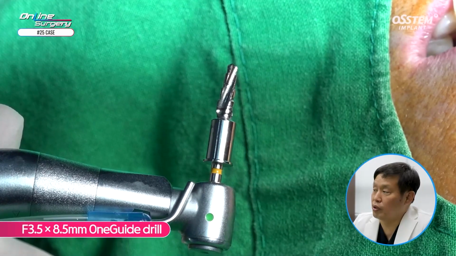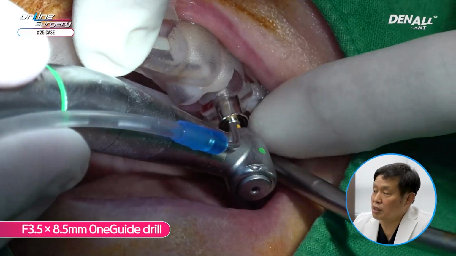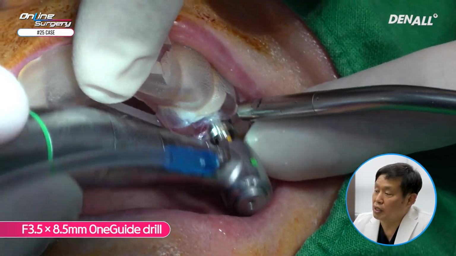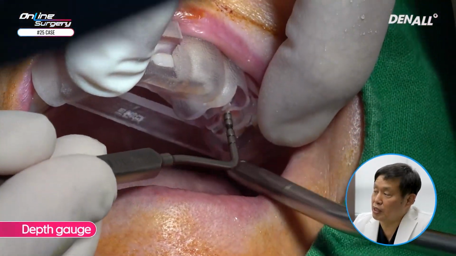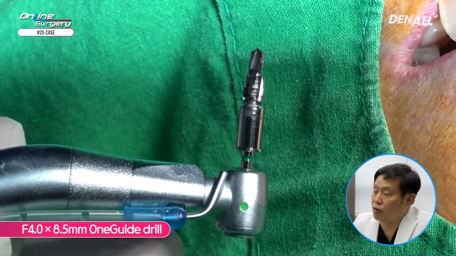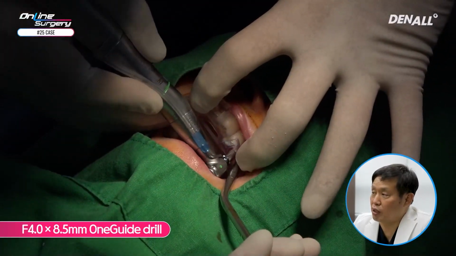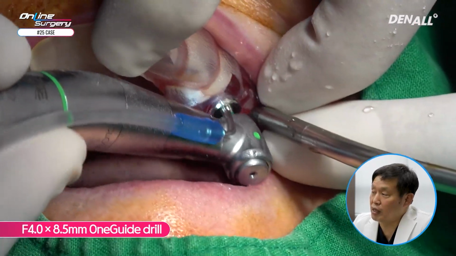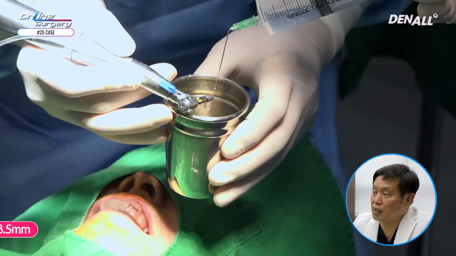3.5 by 8.5 Ossguide drill is used for drilling. I did not think that the sinus floor was going to be fully penetrated. Therefore, instead of one cast drill, 3.5 by 8.5 Ossguide drill is used. Depth gauge is used to check whether it has been penetrated fully. For final drill, 4.0 by 8.5 is used. Although I'm going to place a 4.5 diameter implant, because this is a socket preservation site, I'm going to do under drilling. So 4mm diameter final drill.